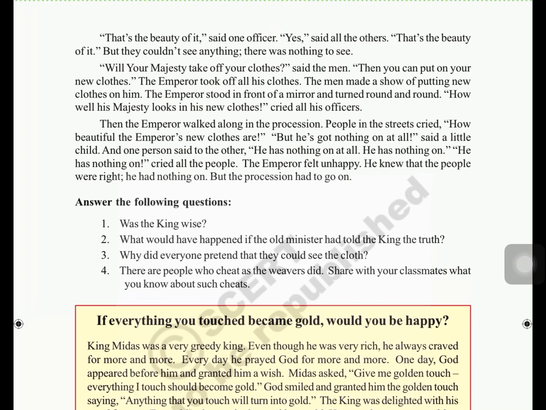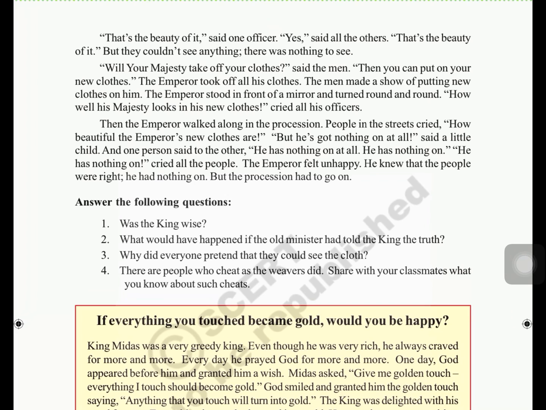Even everyone started appreciating how the emperor's new clothes are there, but he's got nothing on at all. Nothing was there, said a little child. What is this? The emperor did not put on clothes. With a naked body he is coming. No clothes at all. And one person said to the other, he has nothing on at all. He has nothing on. Our emperor did not put on the clothes. He has nothing on, cried all the people.